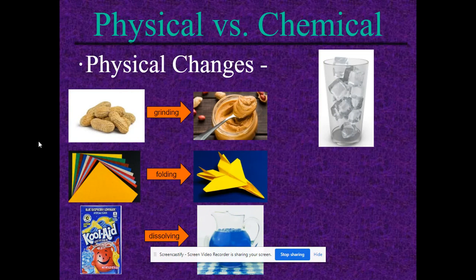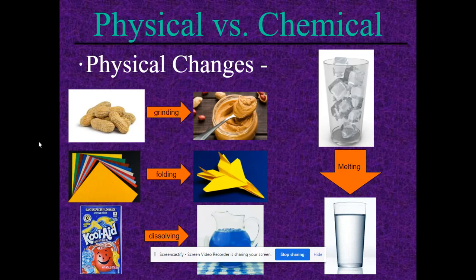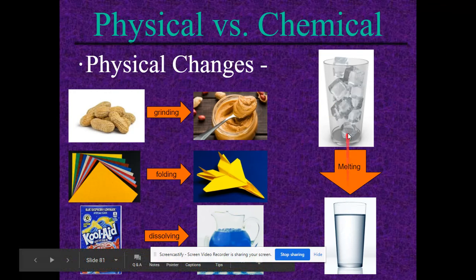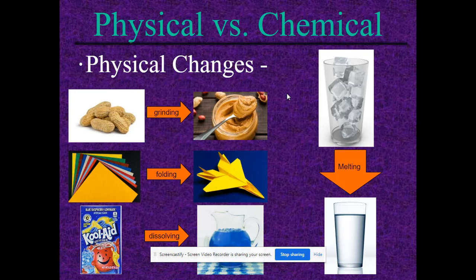Here we've got a glass of ice. If you leave it out in the room, it will melt and turn into liquid water. Both are still the same substance. The ice and the water are the same substance, but they are just in different phases. You can go back and forth between solid water and liquid water, and you can do that with all substances as long as you can get to the correct temperature for that to happen.